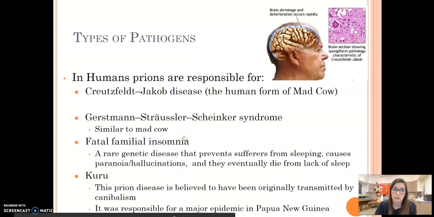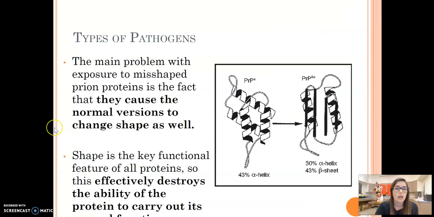Here are some other examples of diseases caused by prions. An interesting one, kuru, which is a disease that you get by eating human flesh that has the prion in the meat. Some other information about prions. They cause normal versions of proteins to change shape. And as we know, structure determines function. If you change the structure of something, you're going to change the function. So it loses its function.